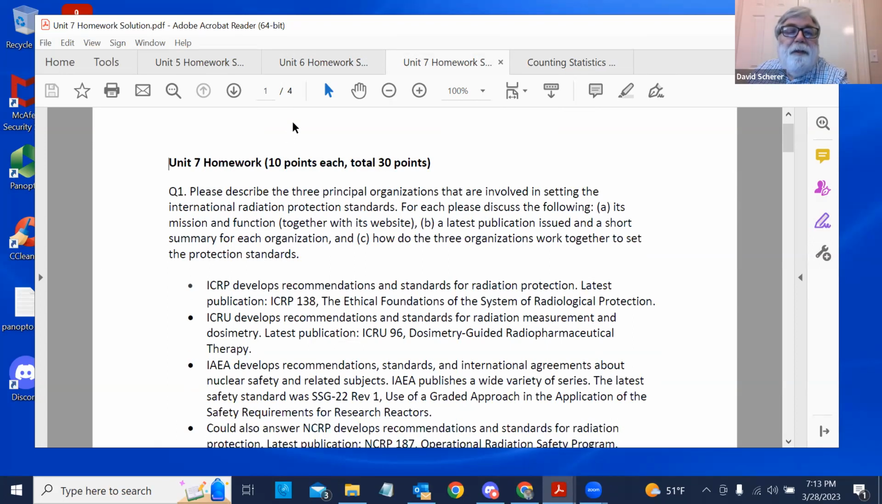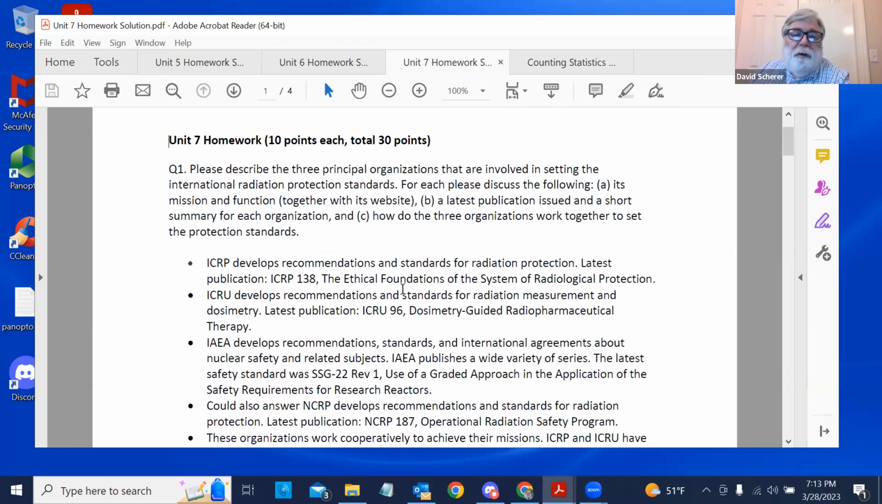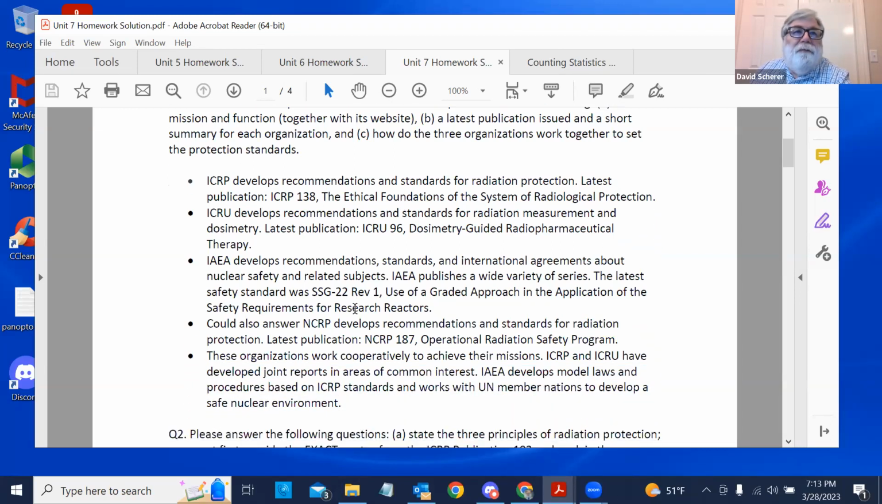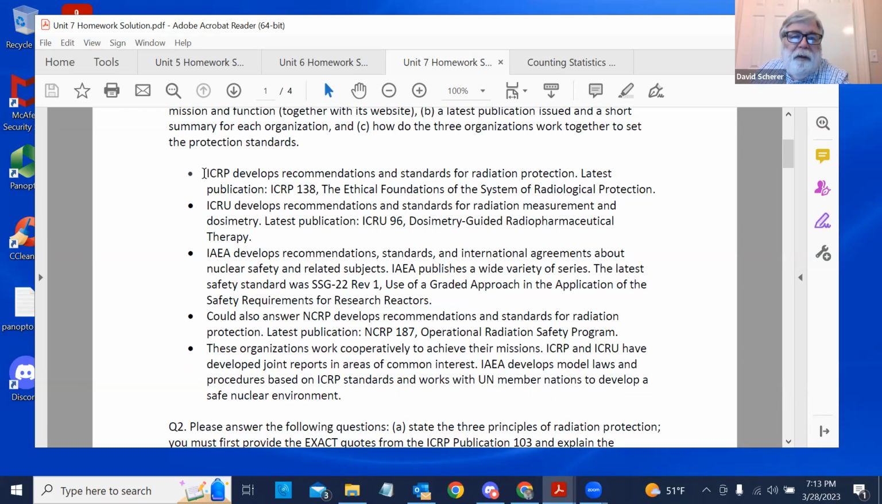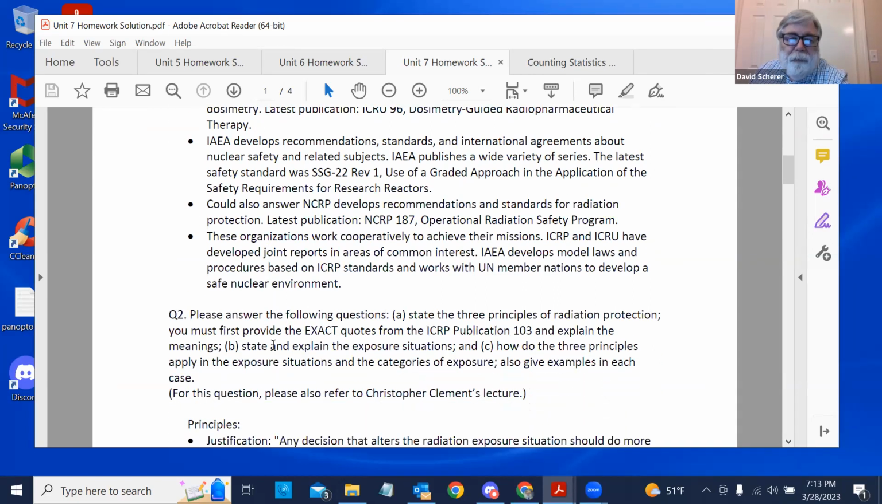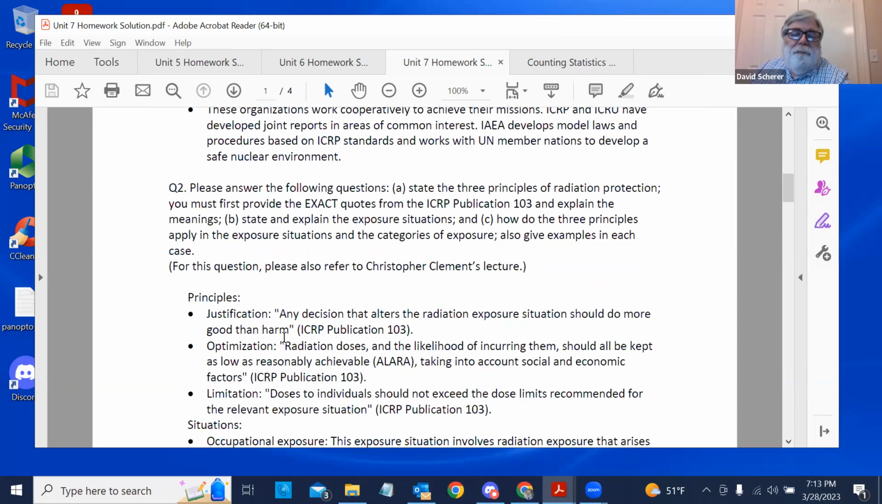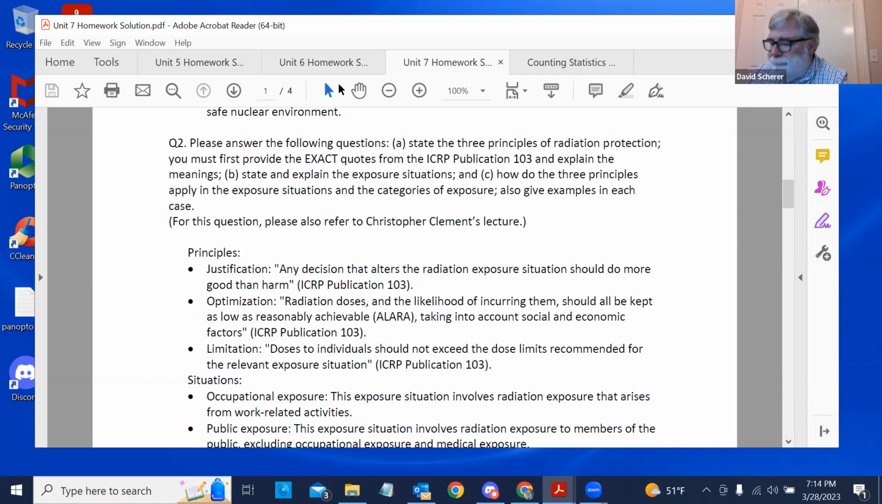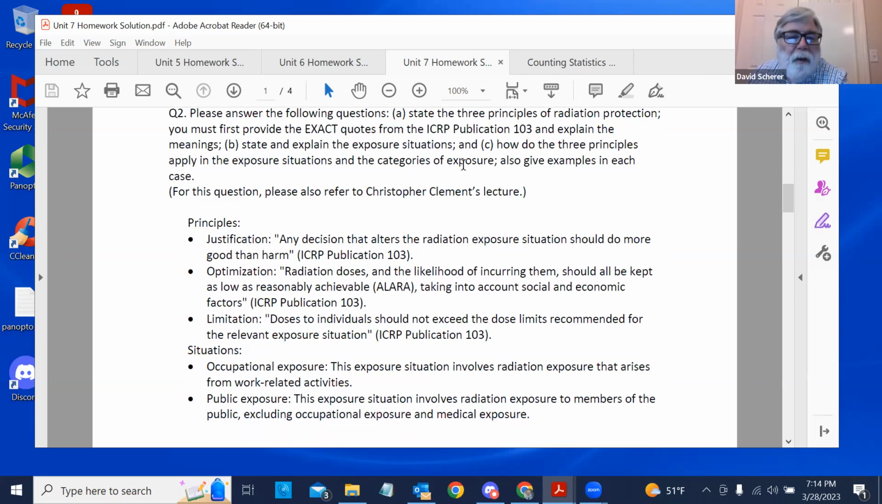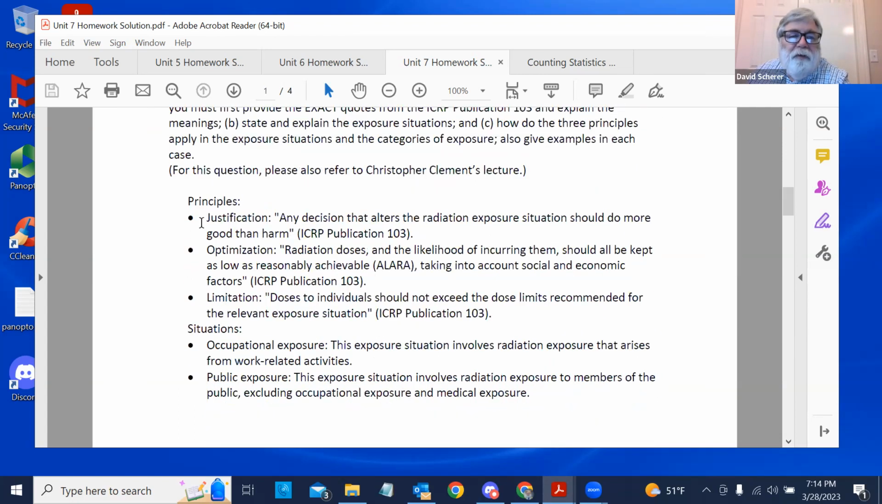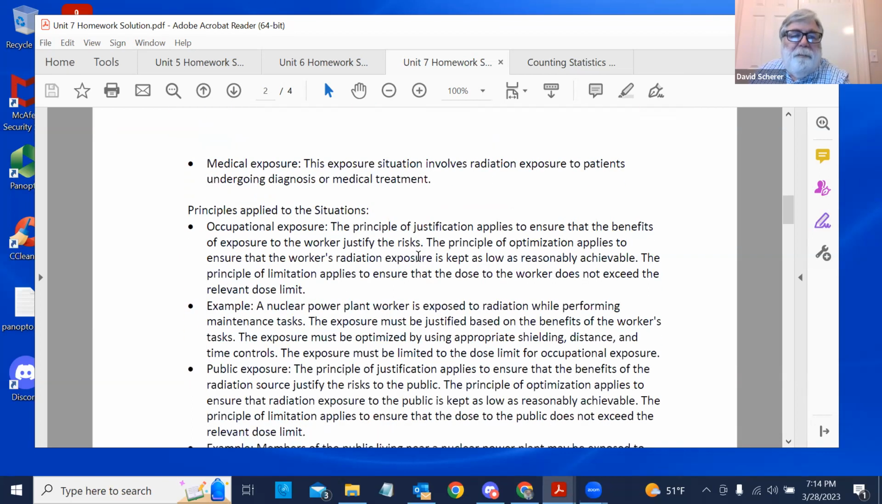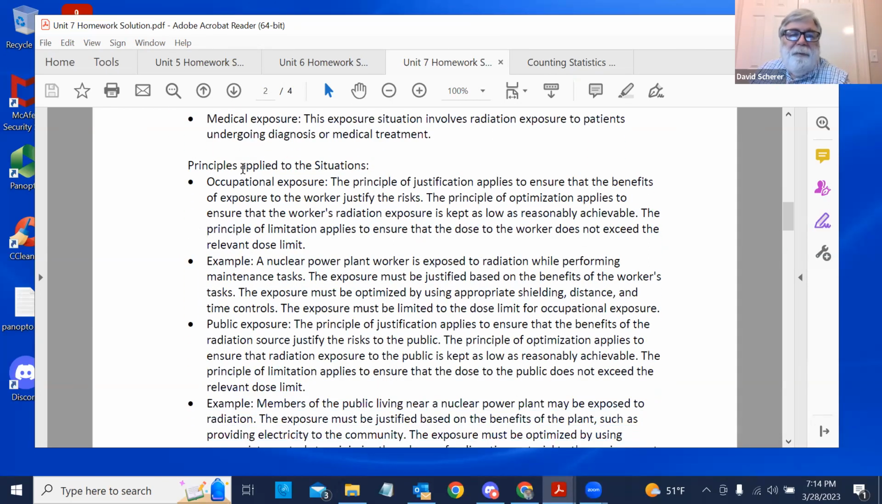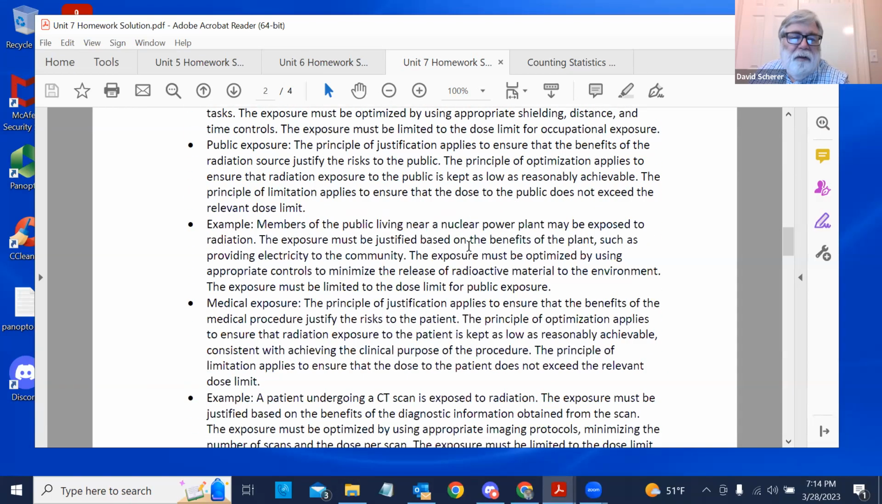First part about ICRP. These are all narrative descriptions. You can Google it and find these answers straightforwardly. It was in the report, the video you saw with Chris Clements. The three principles: justification, optimization, limitation. And then the situations are occupational, public, or medical. And then you can make up any examples you want of how you apply the principles to a situation.